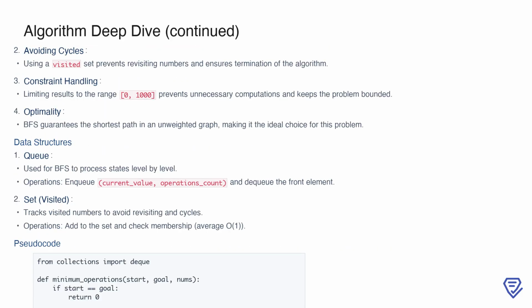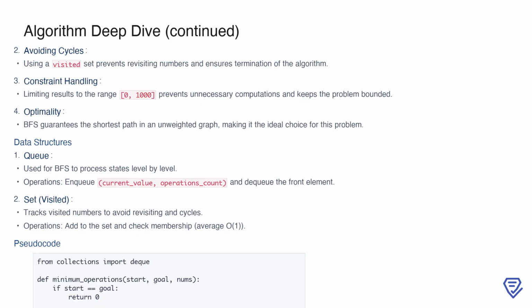To ensure the algorithm terminates correctly and avoids unnecessary computations, we use a visited set. This set keeps track of numbers that have already been processed, preventing us from revisiting the same state and forming cycles. Additionally, constraining the results to the range of 0 to 1000 is critical. It keeps the state space manageable and ensures that we don't perform computations on invalid or irrelevant values. The BFS approach is optimal for this problem because it guarantees the shortest path in an unweighted graph.